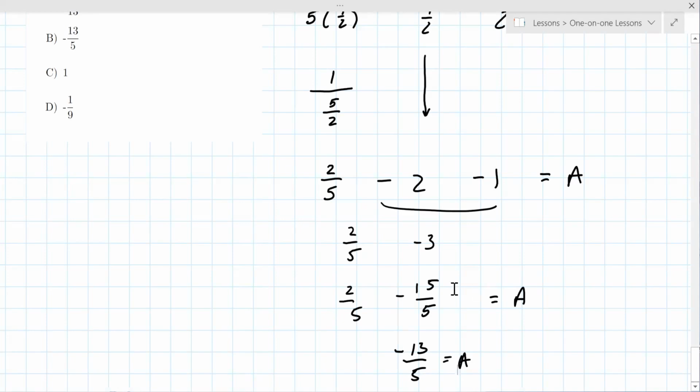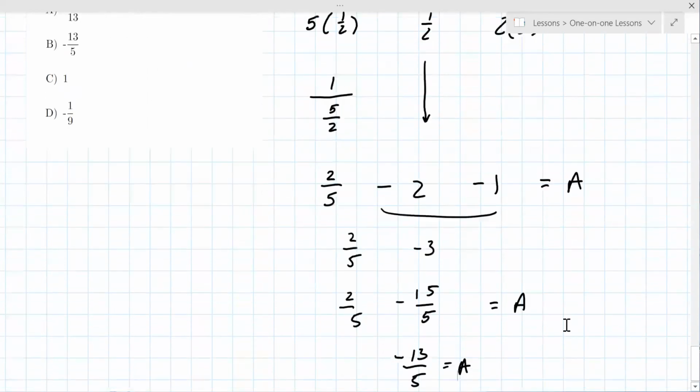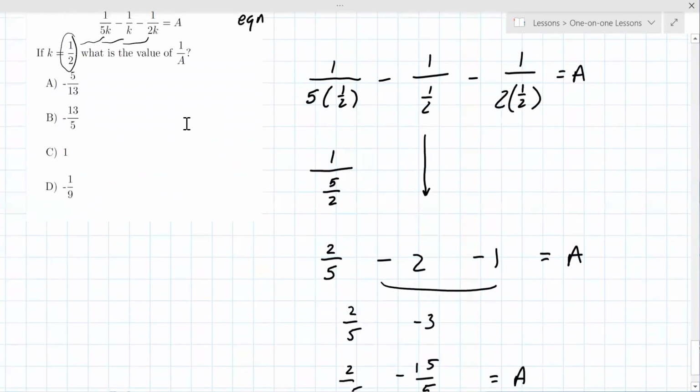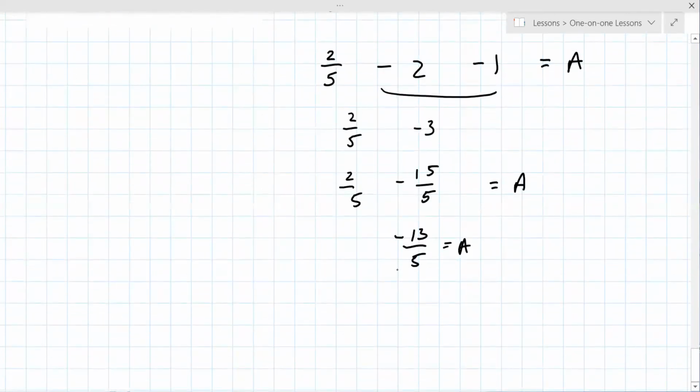Is that what it's asking for? I mean, it's there. No, because it's 1 over a. So you have to do 1 over negative 13 over 5. Yeah, or it's just the flip of this. So 1 over a is negative 5 over 13. Oh, okay.